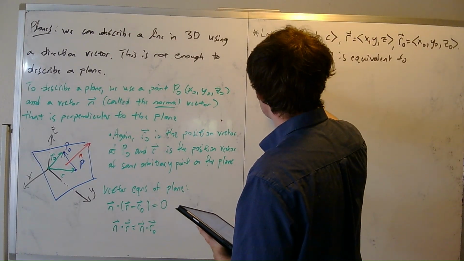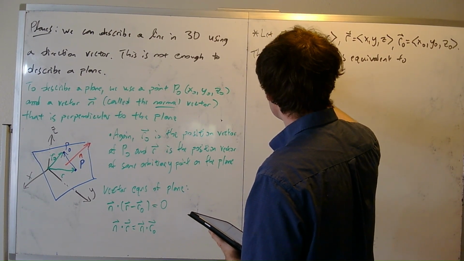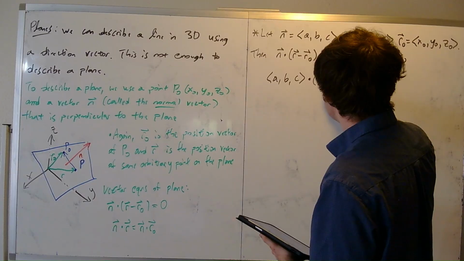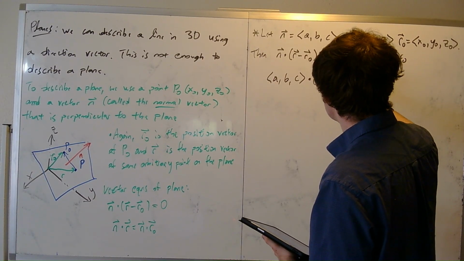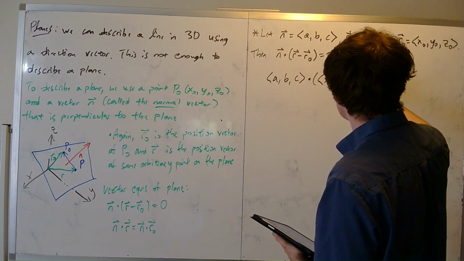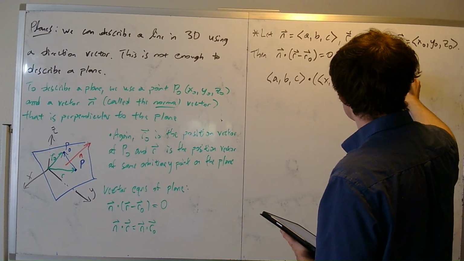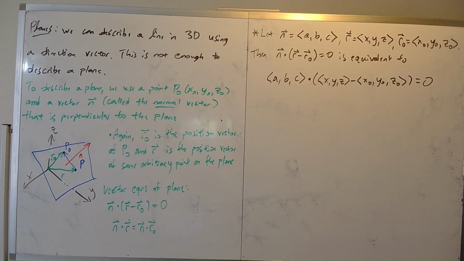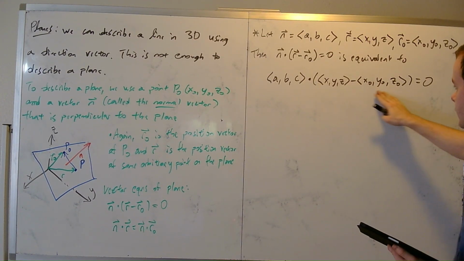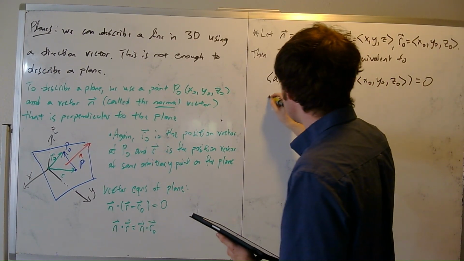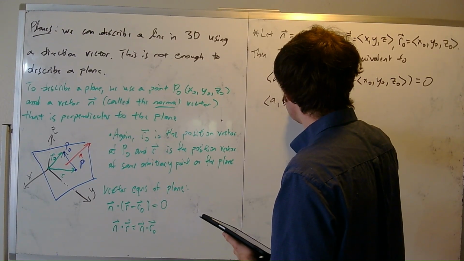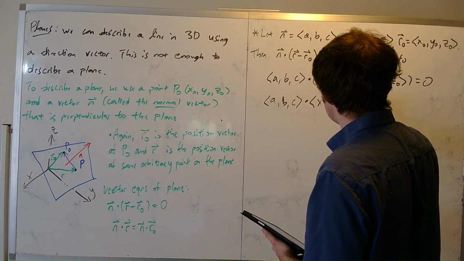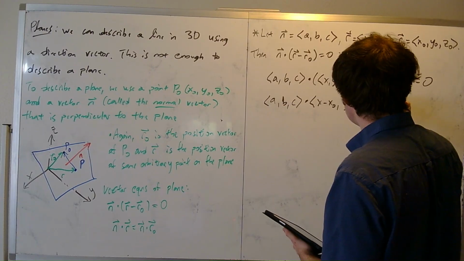So if we plug those in, we've got the vector a, b, and c dotted with the vector x, y, and z minus the vector x0, y0, and z0 equals 0. Okay. And notice here we just subtract the two vectors. We're going to get a, b, and c dotted with the vector x minus x0, y minus y0, and z minus z0.